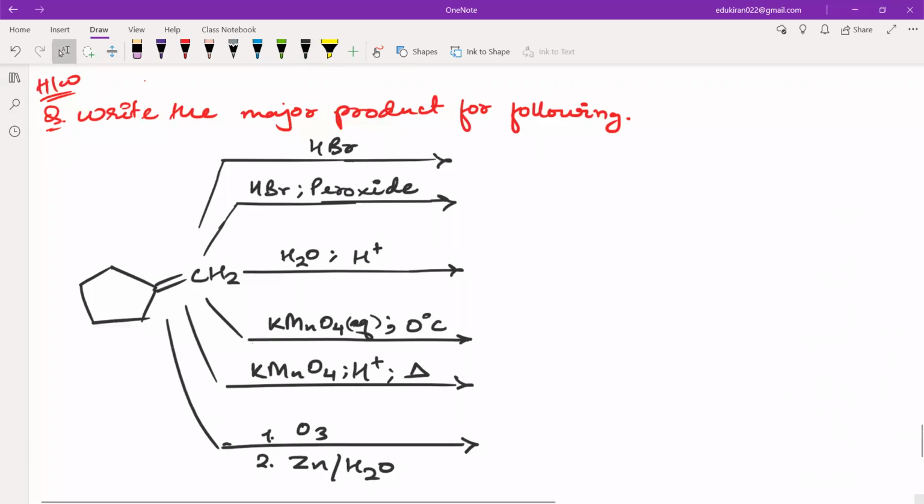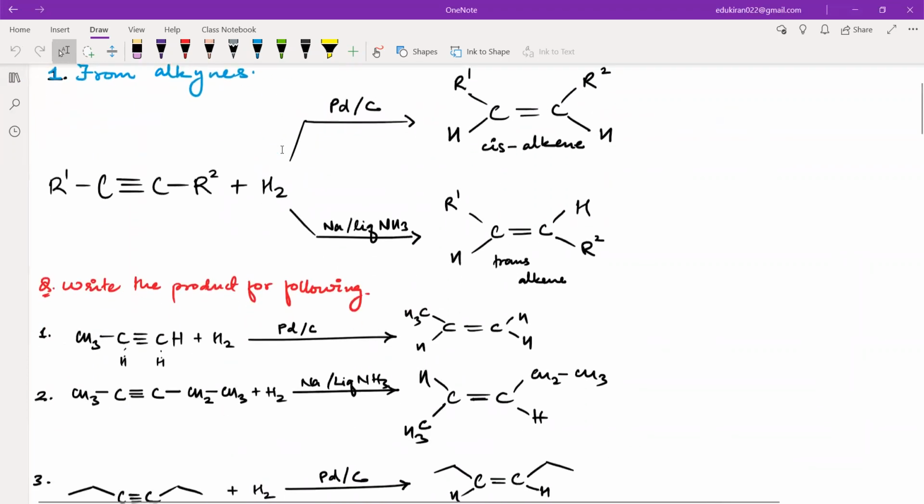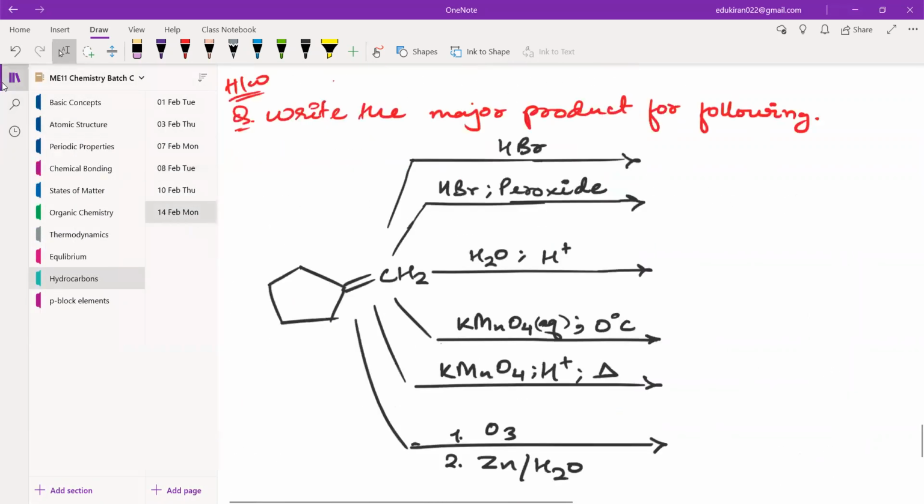Done, all of you, please tell me if you're done writing. Yes, sir. What about others? Done? Yes, sir. Okay. So polymerization you have to write, and then you have to also write these reactions. The preparation of alkenes. Achha, we did alcoholic KOH, na? Okay, fine.